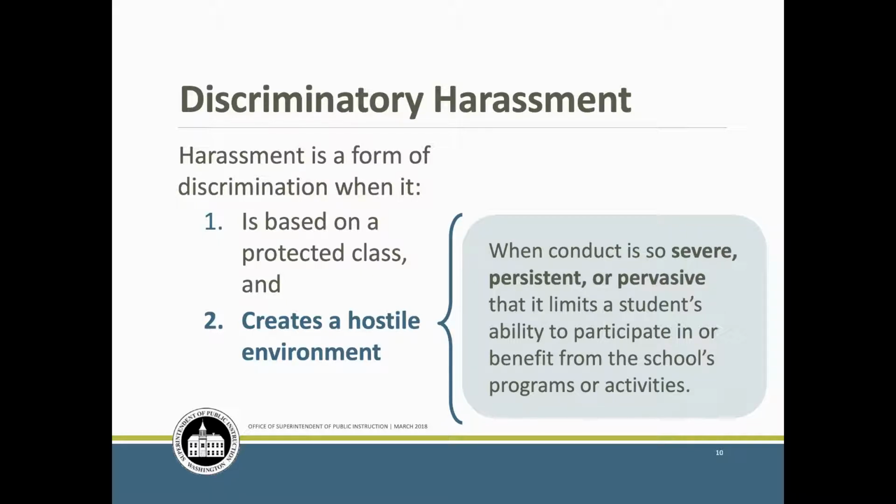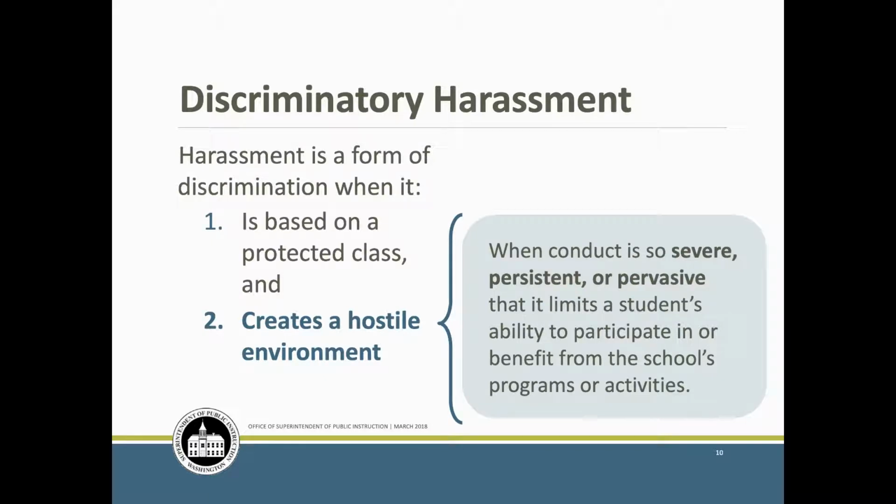students. A hostile environment is created when conduct is so severe, persistent, or pervasive that it limits a student's ability to participate in or benefit from any of the student's school's programs and activities. Note that the harassment must be severe, persistent, or pervasive. The harassing conduct does not need to be all three. For example, one incident may be so severe that it alone creates a hostile environment.